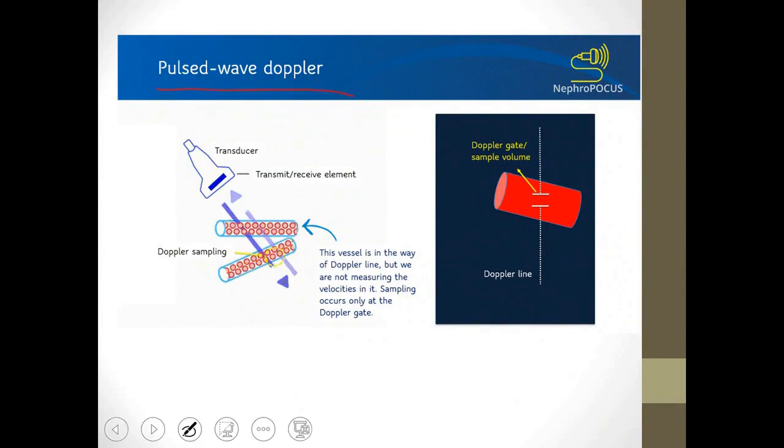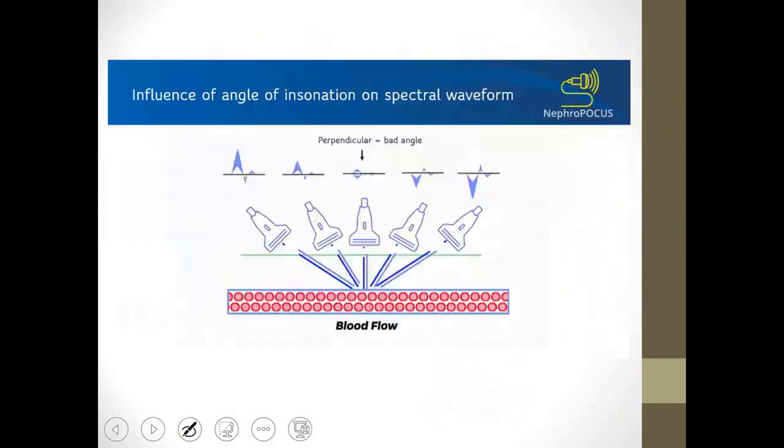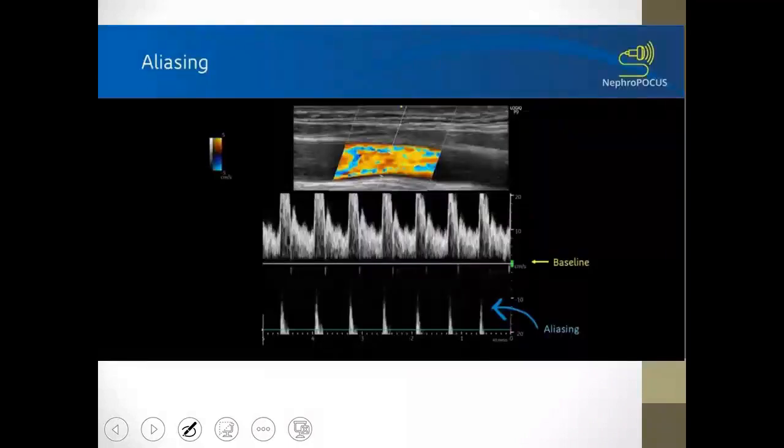In the case of pulse of wave, unlike continuous wave, you can determine the location or area from which you want to perform the sampling using something called the Doppler gate. You can precisely define the location from which you want to work and from which you will send your signal. You can also determine the velocities of the blood flow within your vessel, as you can see in this way.